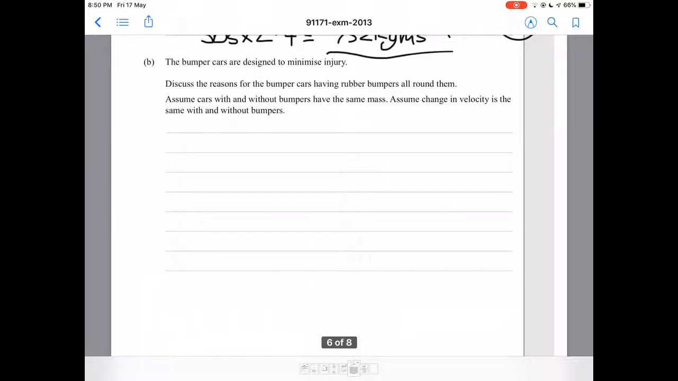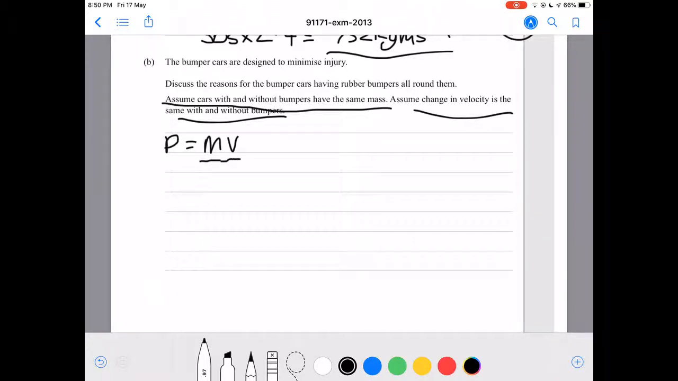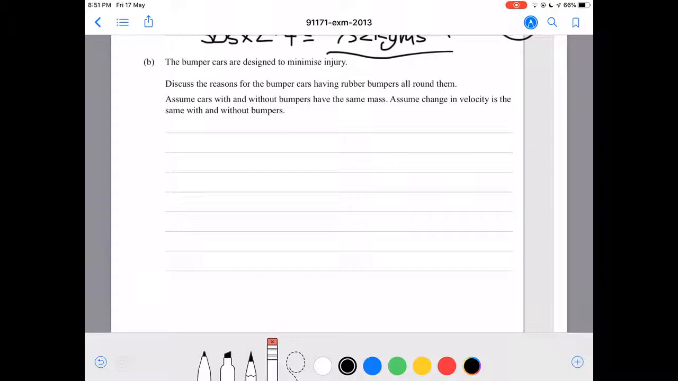Okay. So basically, as you can see here, it says assume cars have the same mass and the change in velocity is the same. So we know that P equals mv, right? And because the mass is constant and the velocity doesn't change, that means the momentum doesn't change either. So it's important to note that down. Because the mass is the same and the velocity is the same, the momentum is going to be the same because P equals mv.